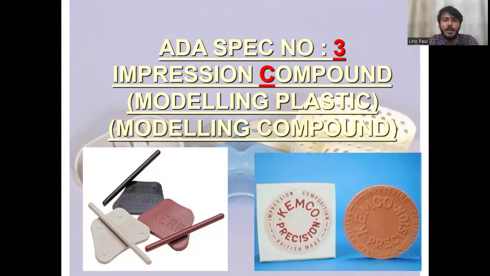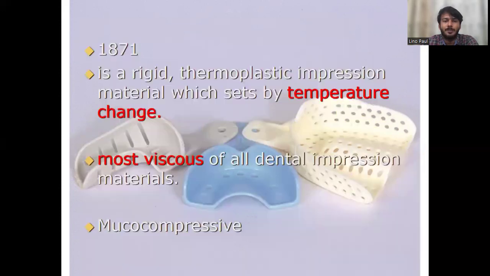Coming on to the impression compound. The impression compound, ADA specification number 3. From the compound C, you can take A, B, C as a third letter, like that. You can remember this. It's also called as modeling plastic or modeling compound. It was introduced in 1871 and it is a rigid thermoplastic impression material which sets by temperature change.